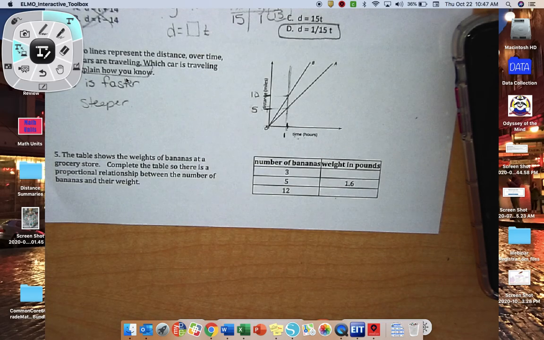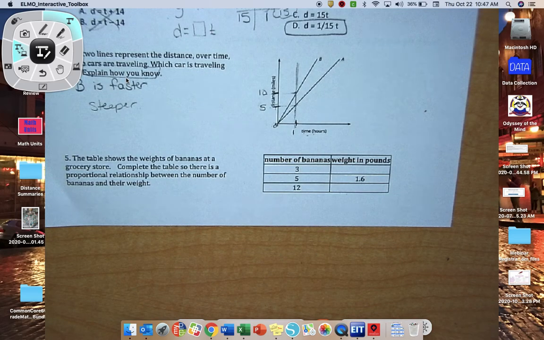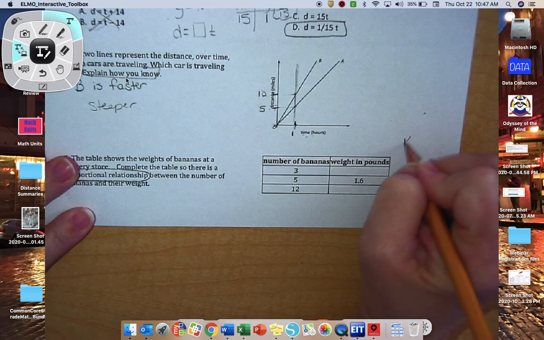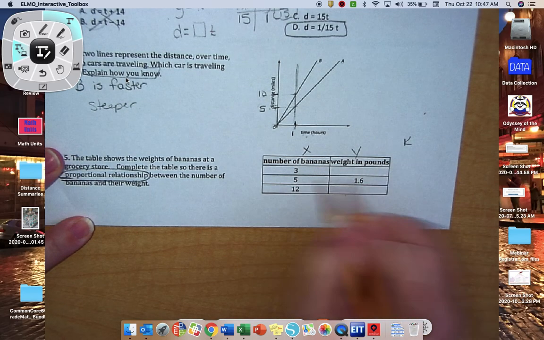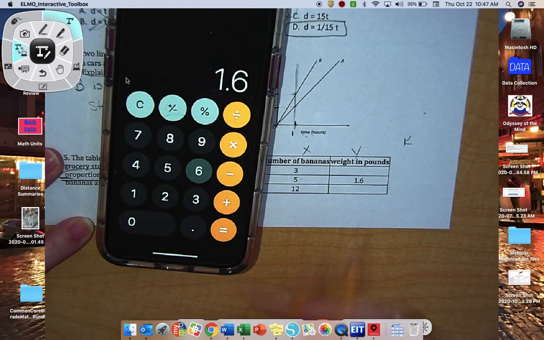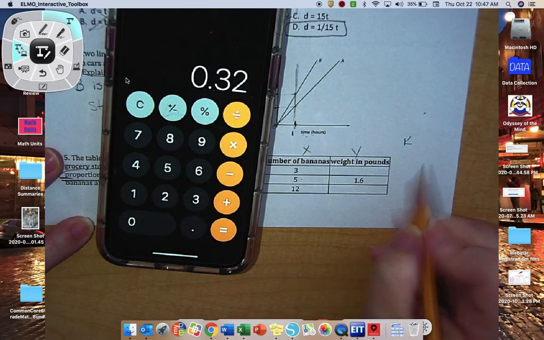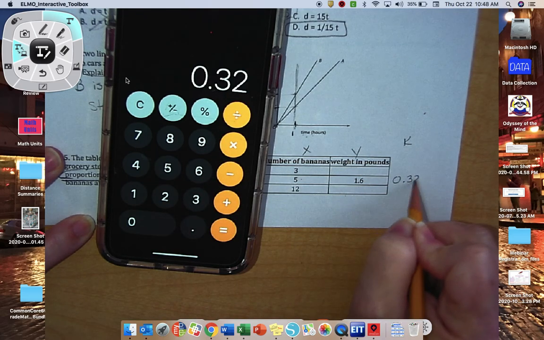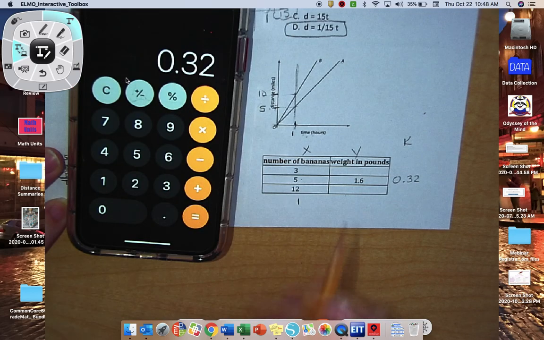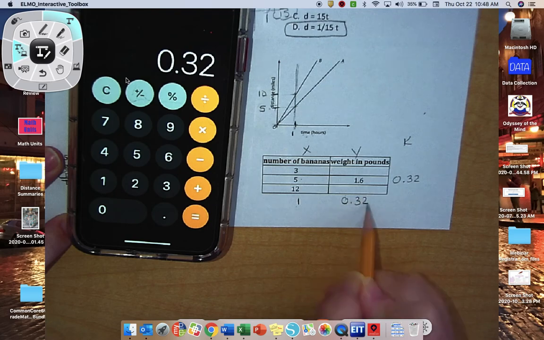Number 5, the table shows the weights of bananas at a grocery store. Complete the table so there is a proportional relationship between the number of bananas and their weight. All right, you hear this word proportional relationship? Guess what we have to do? Find the constant of proportionality. Every time you're doing y divided by x. So on this one right here, all right, we're doing 1.6 divided by 5. That gives you 0.32. That would be if I had 1 banana, it would weigh 0.32 pounds. That's what this constant of proportionality is telling me.